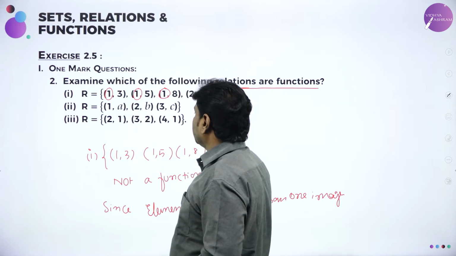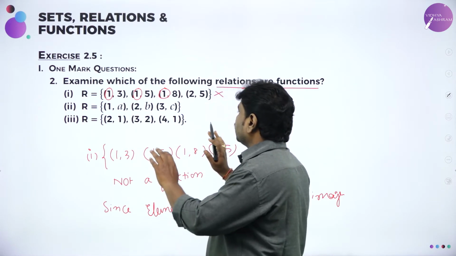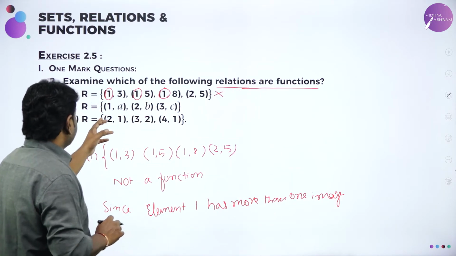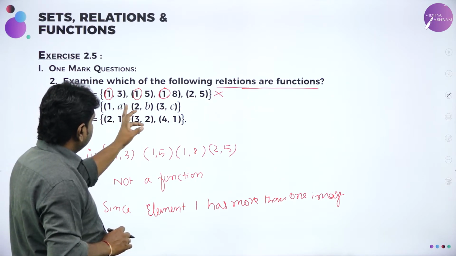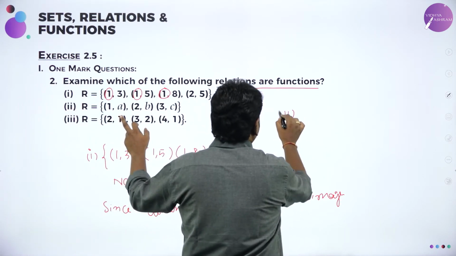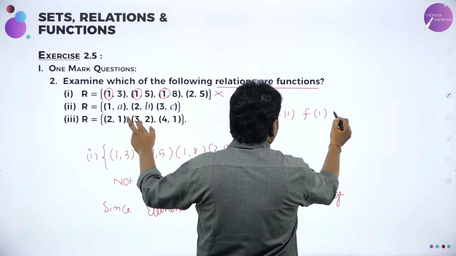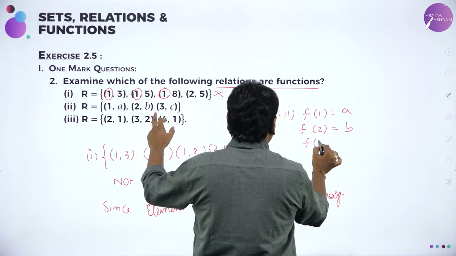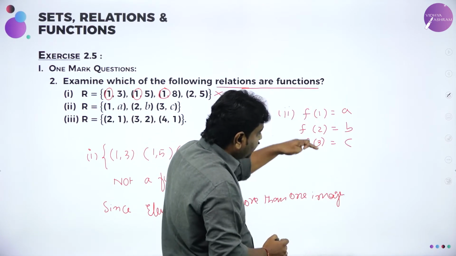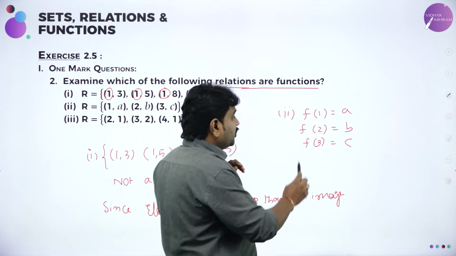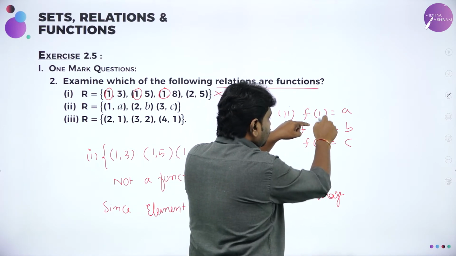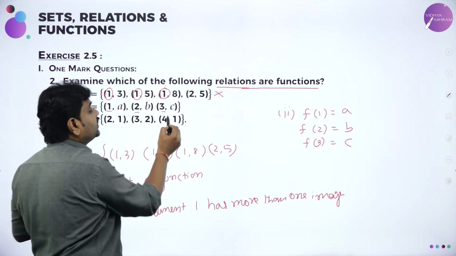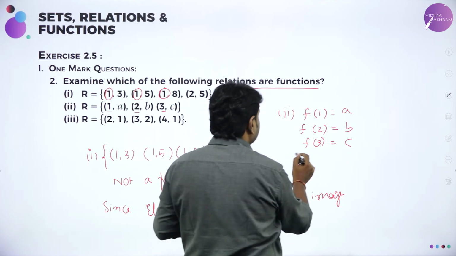So first one answer is what? Not a function. So I wrote the answer. They want to examine which are functions. First is not a function. Second one, image of A. Let me write it like this: f of 1 is A, f of 2 is B, f of 3 is C. See, please understand, 3 different elements, 3 different images. So 1 is not repeated here. Therefore the first element is not repeated. See, 1, 2, 3 they are distinct. So therefore it is a function.